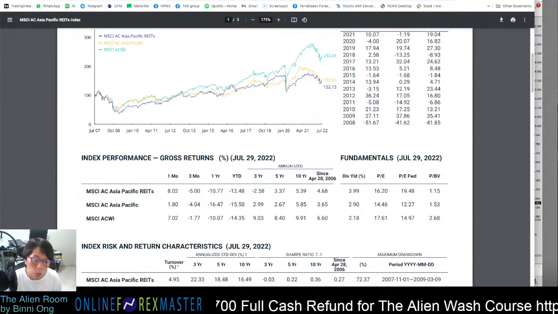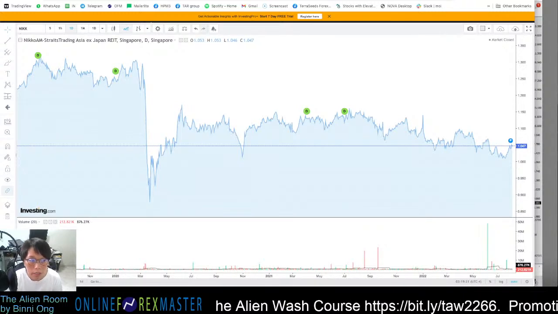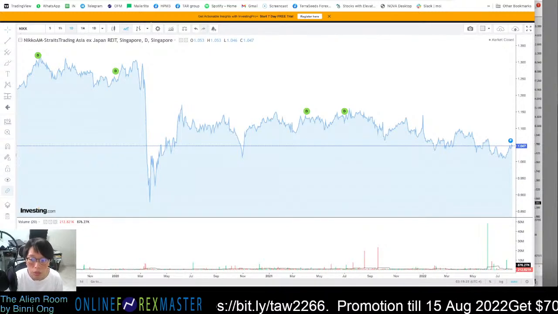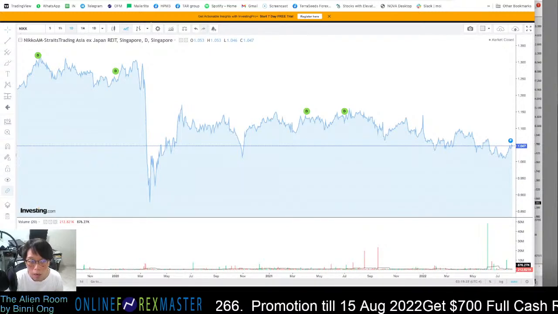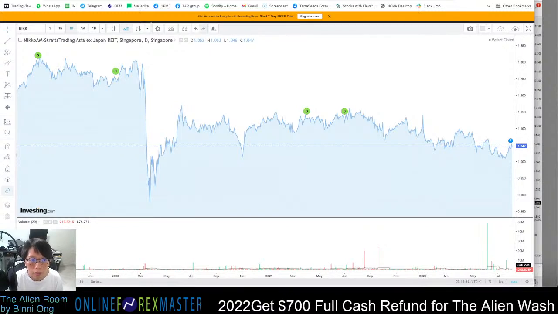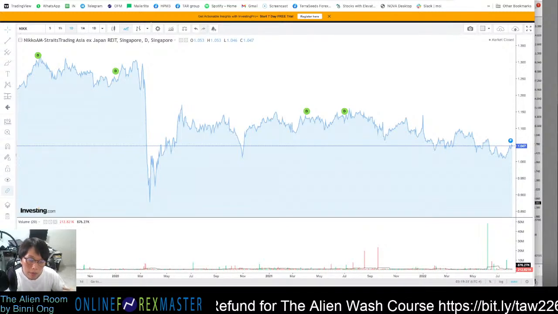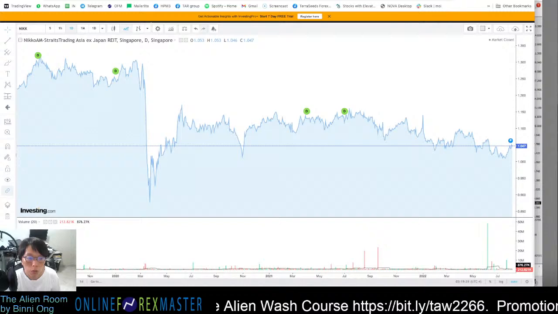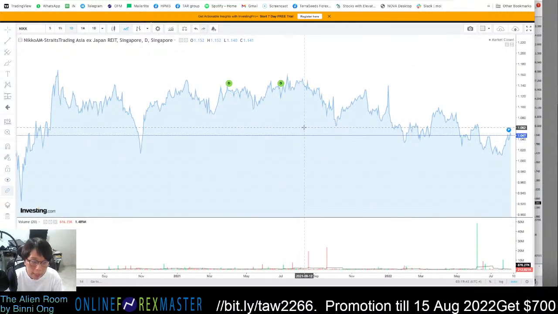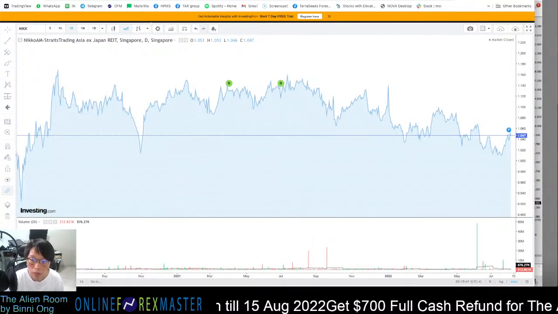Now the next one is an ETF that's listed in Singapore. I don't want to show you individual REITs, not in this session, but I just want to show you this Nikko AM ETF, which has an Asia Pacific focus. Just now the other one was the broad index, but this one is Japan. As a basket, let me just show you the components.